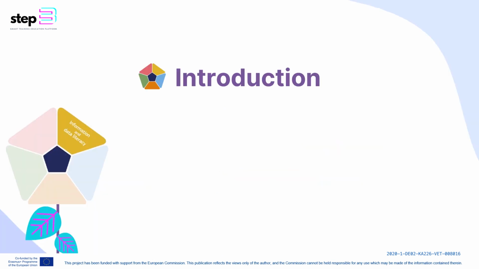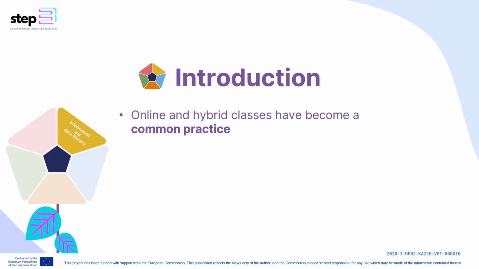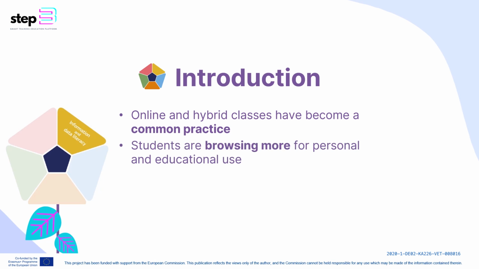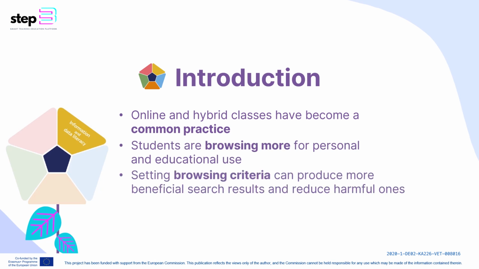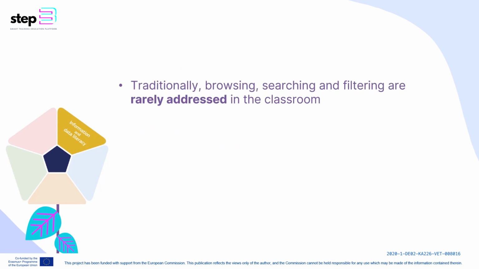When you have a question about something, how often do you search about it on the internet? Now that online and hybrid classes have become a common practice, do you think that your students use search engines more for educational purposes? If that's the case, they need to browse properly, increasing positive results and decreasing negative, unuseful, or even harmful results. Traditionally, browsing, searching, and filtering are rarely addressed in the classroom.